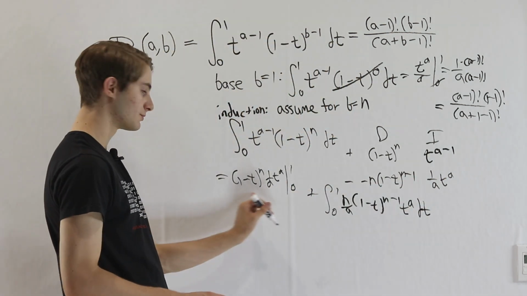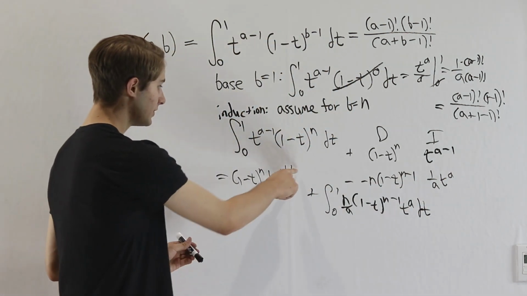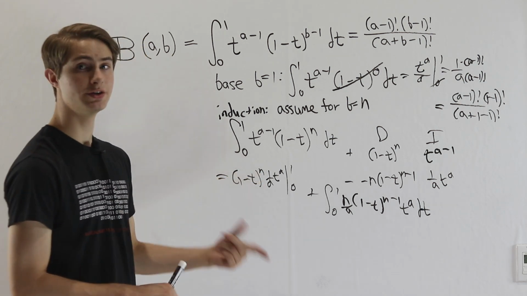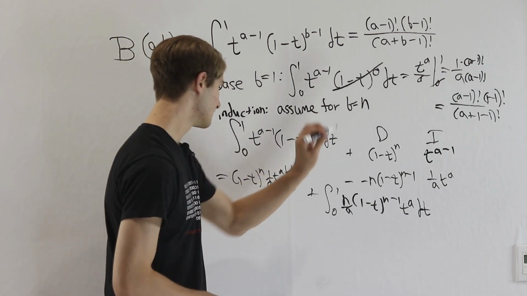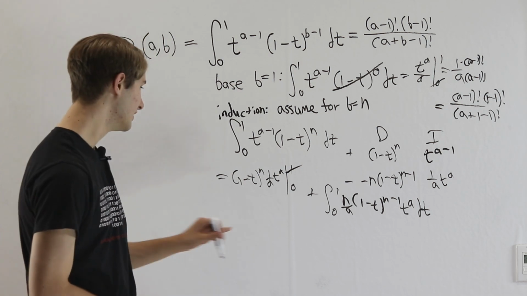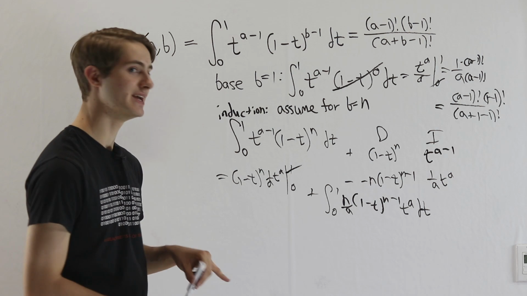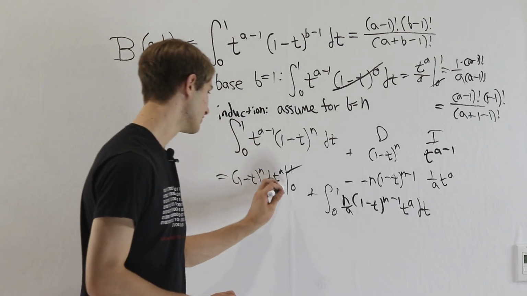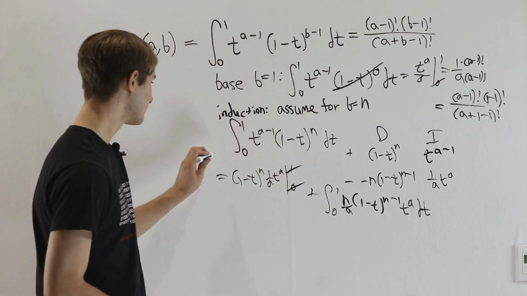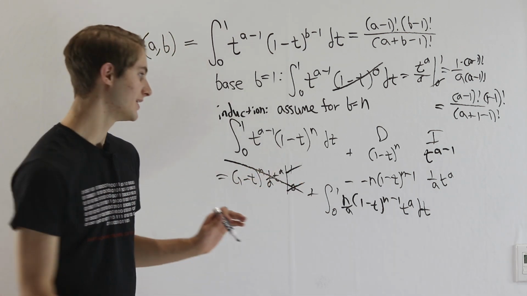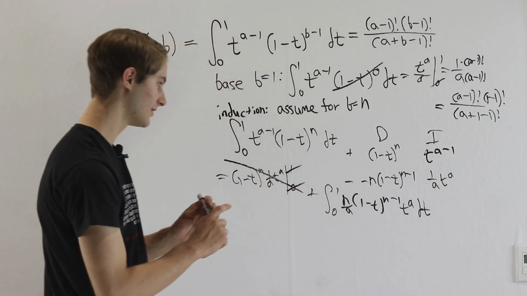Now let's take a look at this part right here. First of all, what happens if we plug in 1? Well, 1 minus 1 to the n is 0 to the n, which is just 0. So this is going to vanish, first of all. Then, for the lower bound of 0, if we plug in 0 to t to the a, 0 to the a is also going to be 0 for any positive integer. Therefore, this entire part right here goes to 0. We can completely ignore that and focus on our integral right here.